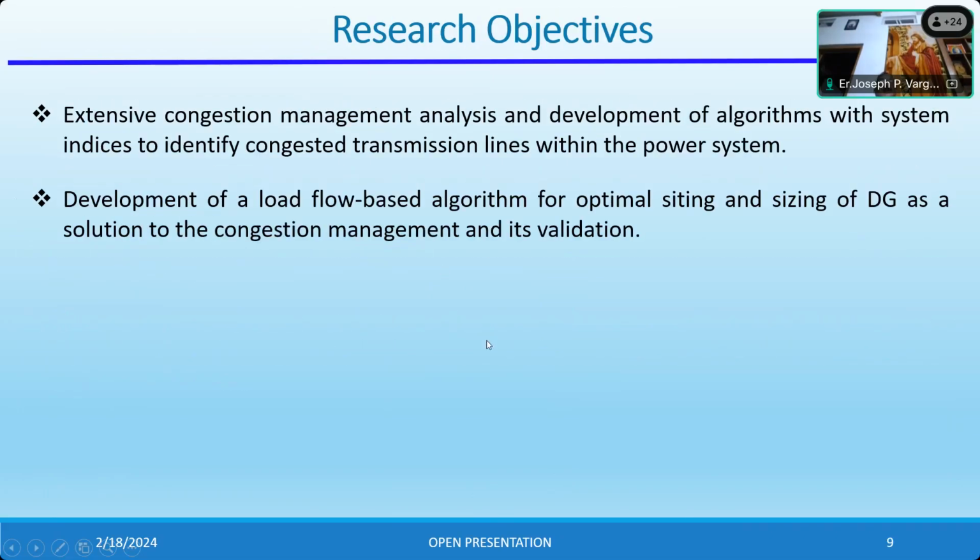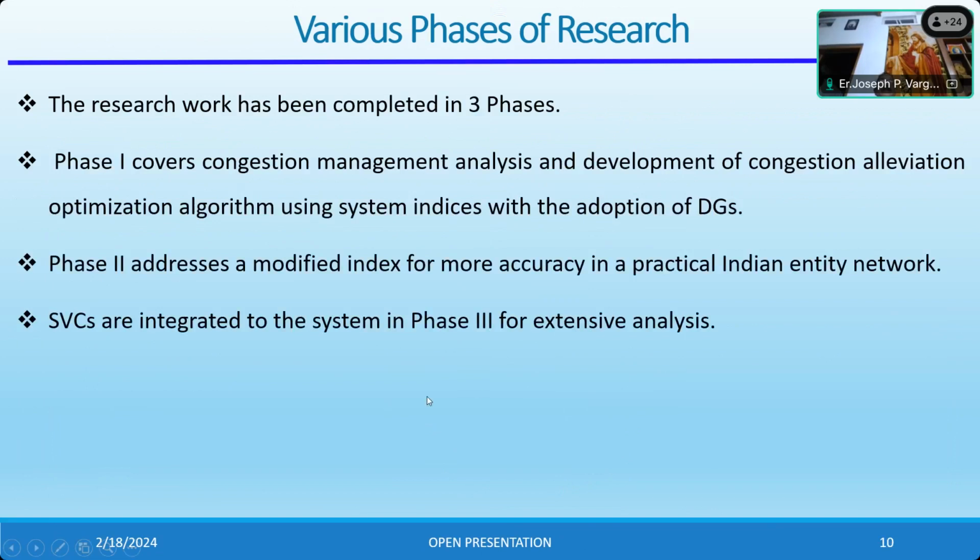Our research objectives are the extensive congestion management analysis, detection of congested transmission lines, and development of the algorithm. And also development of the load flow based algorithm for optimal siting and sizing of the distributed generators or the solar power generators. Various phases of the research. The research work has been completed in 3 phases. Phase 1 covers congestion management analysis and development of the optimization algorithm using system indices with the adoption of DGs. Phase 2 addresses a modified index for more accuracy in a practical network.